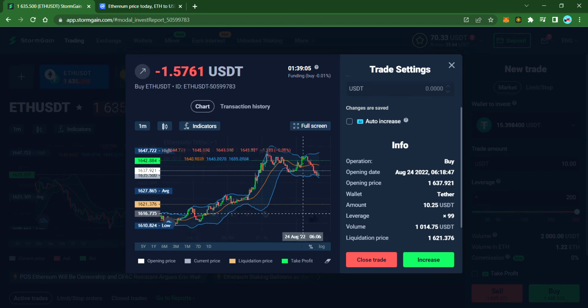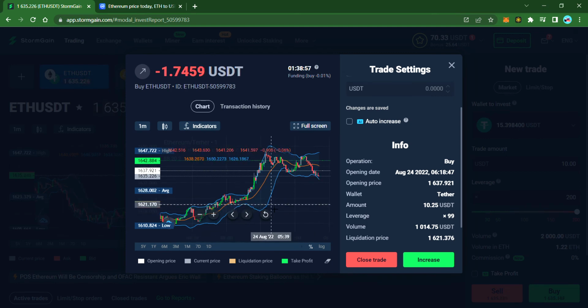Okay, our liquidation line is far below this bubble, even if it comes down. If it comes down a little bit, it will start climbing again around this point.